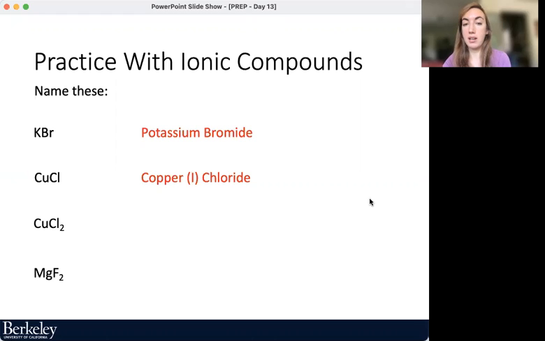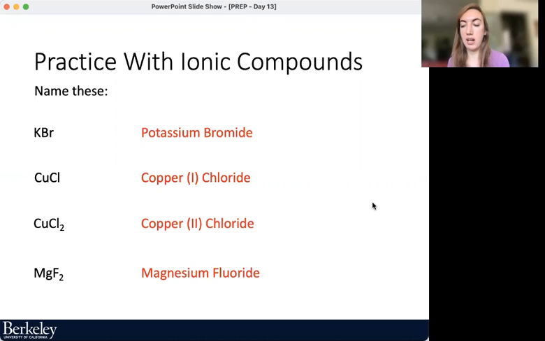So for CuCl2, we know that the copper has to have a +2 charge. So that's copper 2 chloride. And then the last one is magnesium and fluorine. So fluorine becomes fluoride. Magnesium is always +2. It's in that second column, so we don't need to specify the charge. And so this is magnesium fluoride. Does anyone have questions on how I named these?